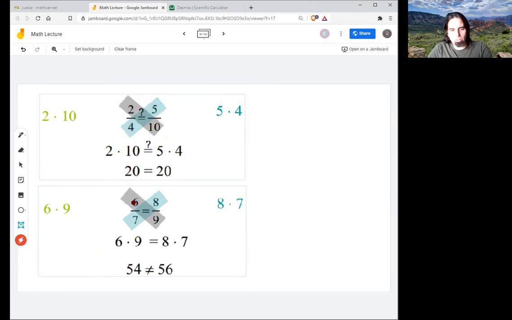Or for one that doesn't work, is 6/7 the same as 8/9? Let's check. We'll multiply diagonals. 6 times 9 from the gray diagonal, 8 times 7 from the blue diagonal. Those don't match. 6 times 9 is 54. 8 times 7 is 56. So those are not equal. So this is not true to start with. I suppose there should be, and whoever made this, it wasn't me originally, a question mark there. We're saying, are those equal?